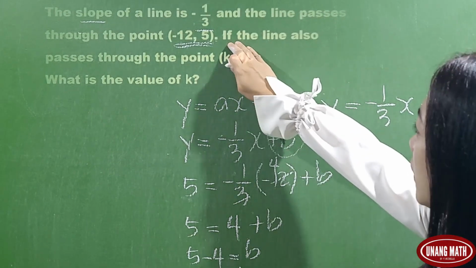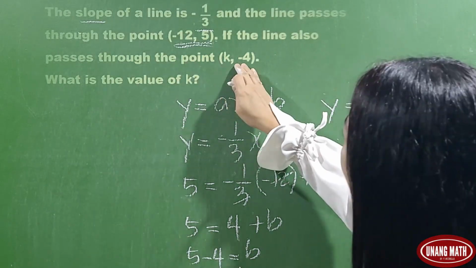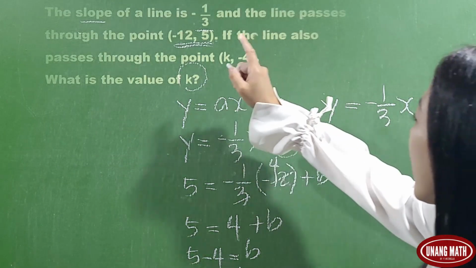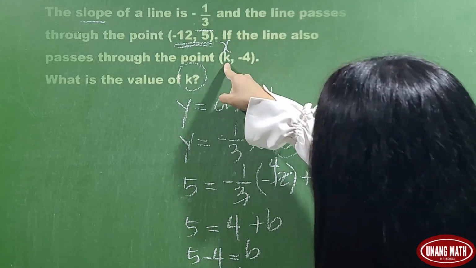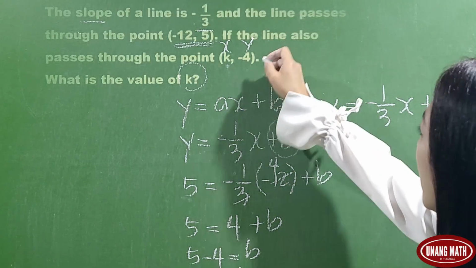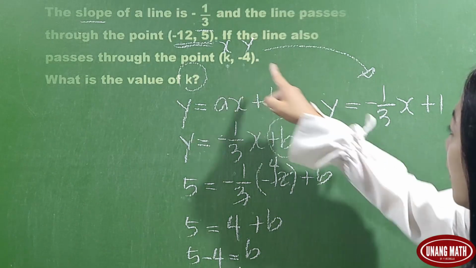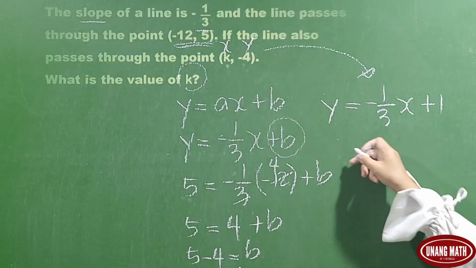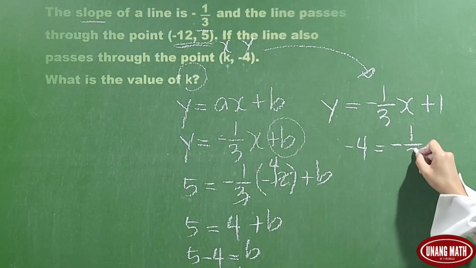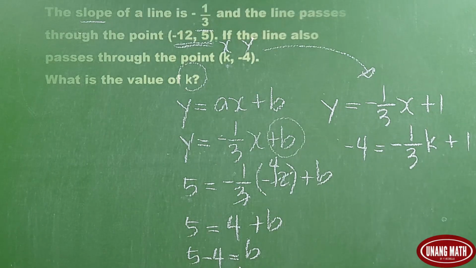Okay, now, there's another condition here. If this line also passes through the point (k, negative 4), then we are looking for the value of k. Here k is our x coordinate, and negative 4 is our y coordinate. So we will be substituting these values in this linear function. Negative 4 is our y coordinate, so we have here negative 4 is equal to negative 1 over 3 times k, plus 1.